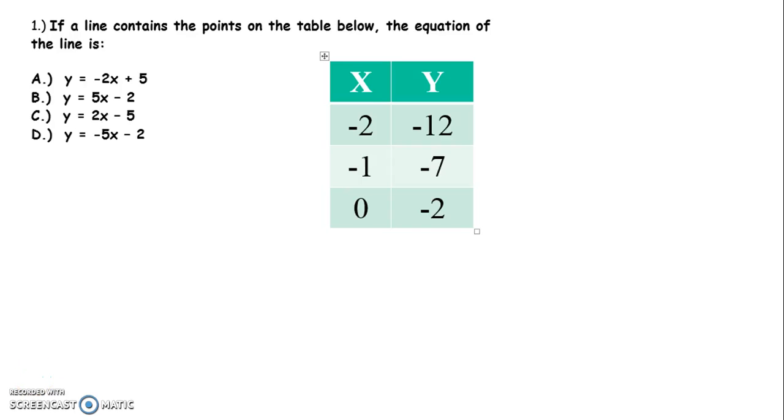This video is going to help you with your second final exam CR review. I think it might be CR 34. So it says, this is for number 1, if the line contains the points on the table below, the equation of the line is.